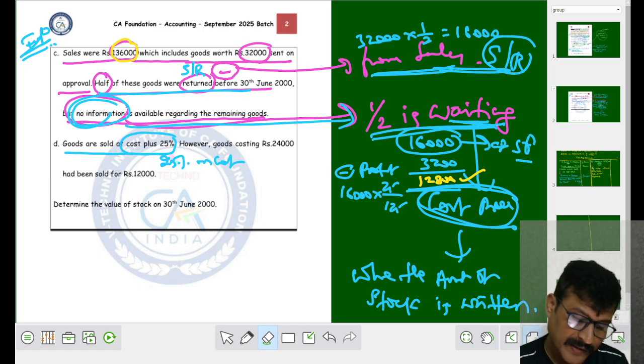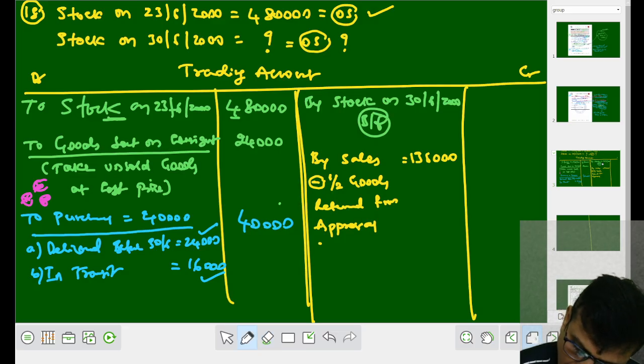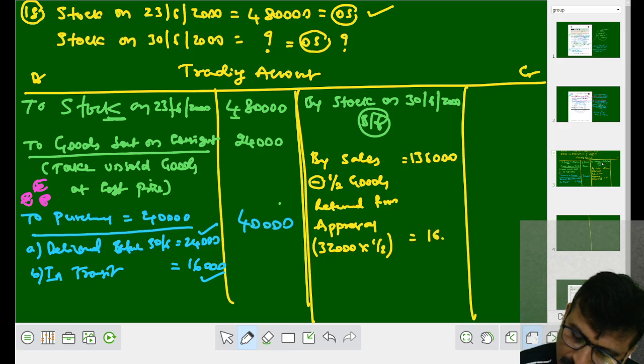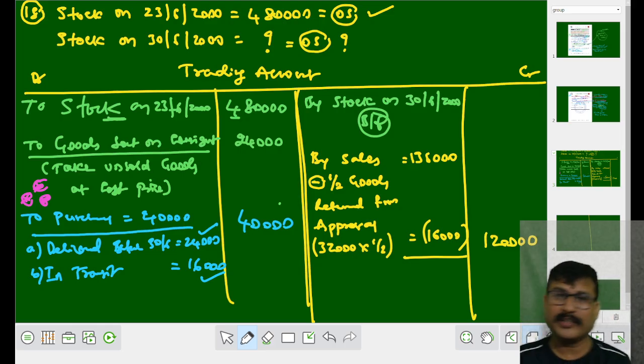How much is that? A total of rupees कितना है? 32,000 है. 32,000 में कितना लेना हमें? हाफ लेना. हाफ मतलब it comes to 16,000. You subtract it. We are getting 1,20,000 in the outer column. Finished, my dear student.